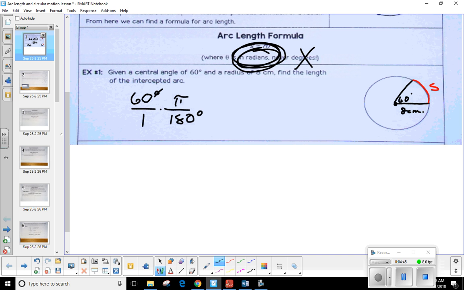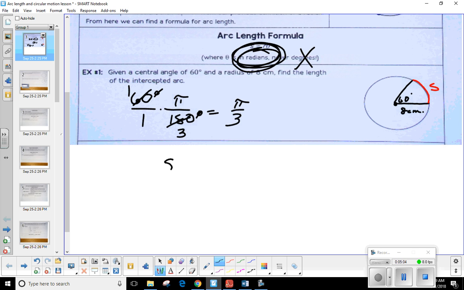So you'll notice these degrees are going to cancel. So 60 is the common factor. 60 divides into itself once, but into 180 3 times. So pi over 3 radians is equivalent to 60 degrees. Now that it's in radians, I can go ahead and apply my formula.